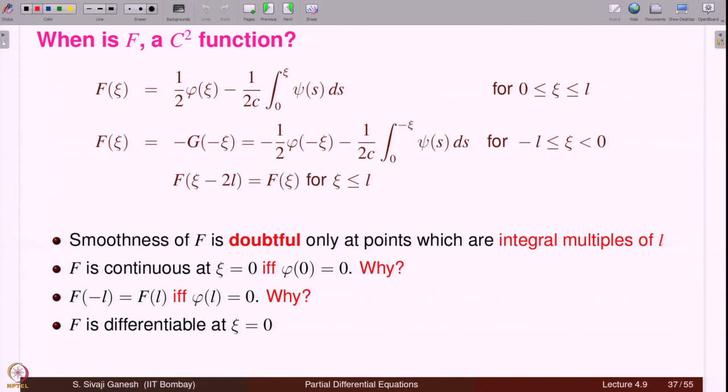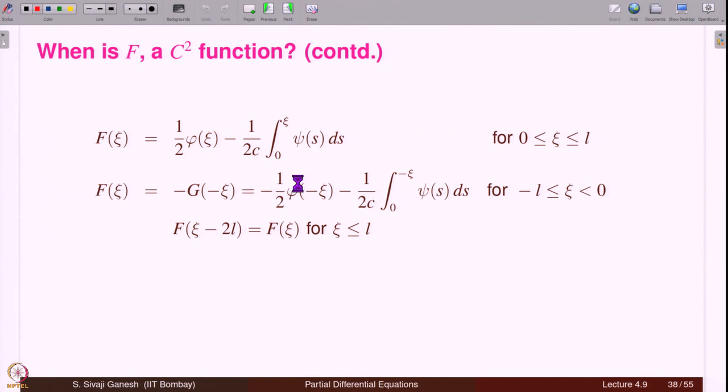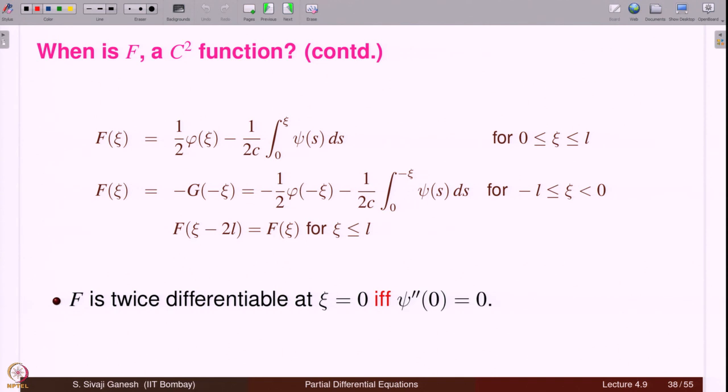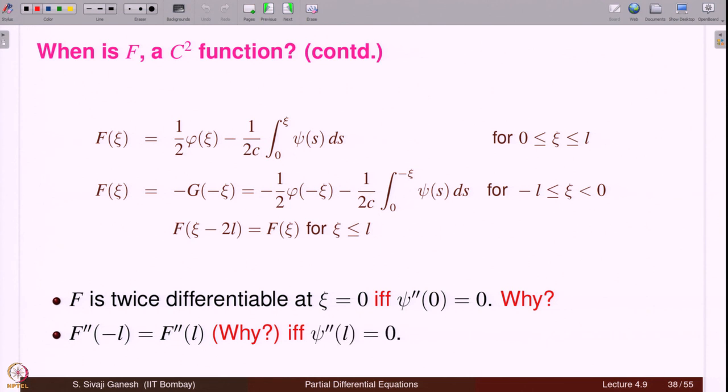Please answer these questions for yourself. f is differentiable at xi equal to 0 if and only if psi of 0 is 0. f dash of minus l is f dash of l. Why do we even have this? Because it comes from here. If this holds for f, of course, it will hold for f dash, f double dash and so on. And that is true if and only if psi of l is 0. f is twice differentiable at xi equal to 0 if and only if psi double dash of 0 is 0. Similarly, f double dash at minus l is the same as f double dash at l if and only if psi double dash of l is 0.